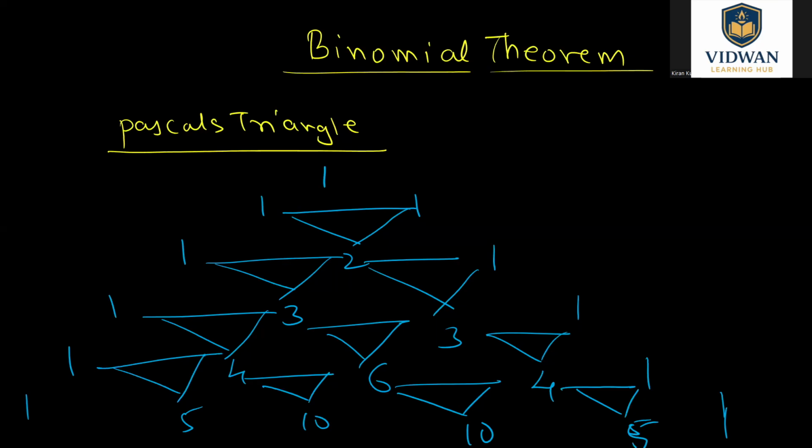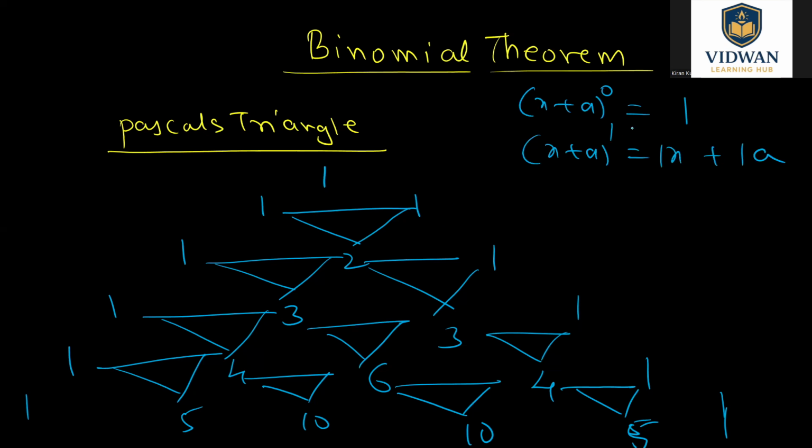Then how is it related to binomial theorem? So in the expansion of x plus a power 0, you'll be just getting the answer as 1. So that 1 is nothing but this value. In the expansion of x plus a power 1, you'll just get x plus a only. That is, you have 1x and 1a. This 1 and 1 are nothing but these coefficients which I've written here.